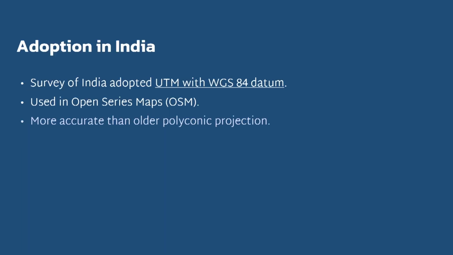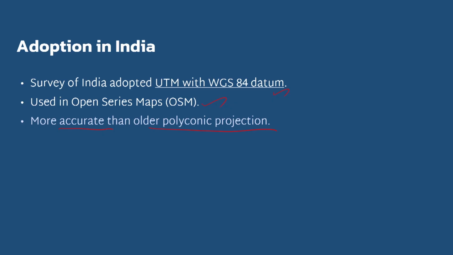Application in India: Survey of India adopted this UTM with WGS 84 datum, used in open source. Already we have seen this, it is more accurate than the older polyconic projection. In the past we were using polyconic projection. Now, compared to polyconic projection, UTM will give a more accurate result.